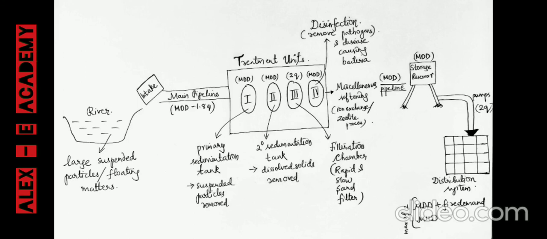The only exceptions in the design values are the third treatment unit and the pump. All the others are designed for MDD, and the distribution system for the maximum of the two values stated, MDD plus fire demand or MHD. The fire demand equations have been stated in the previous classes. There are 4 sets of equations, and the combination of MDD plus fire demand value or the value of MHD, whichever is greater, will be used for the distribution system.